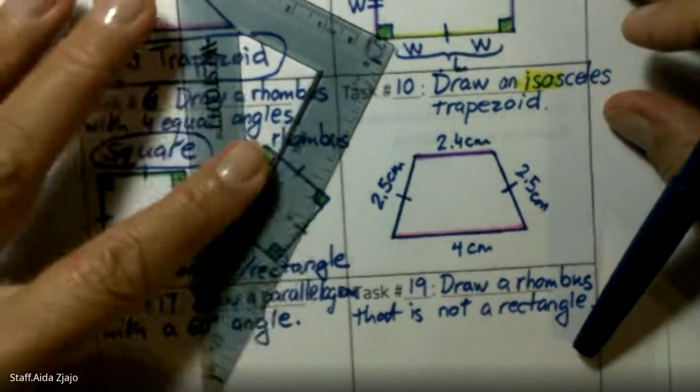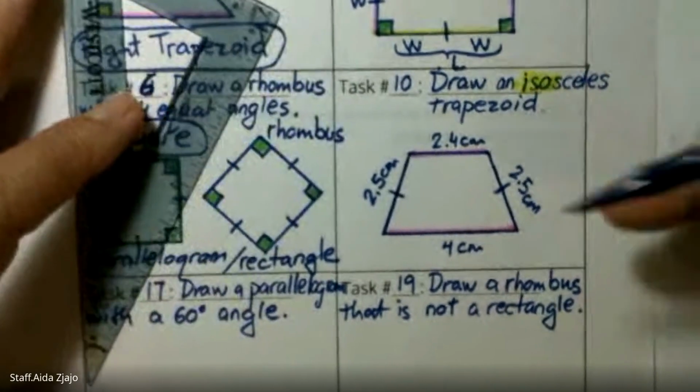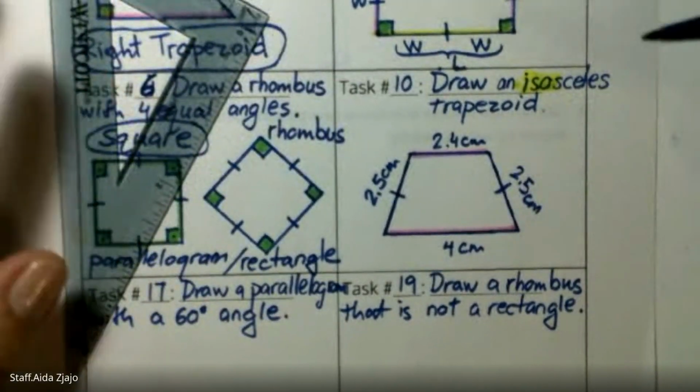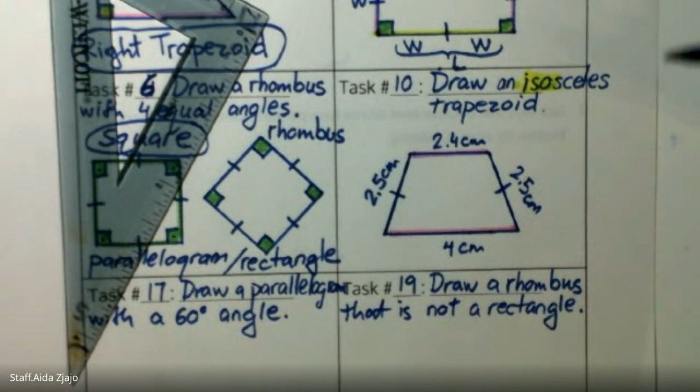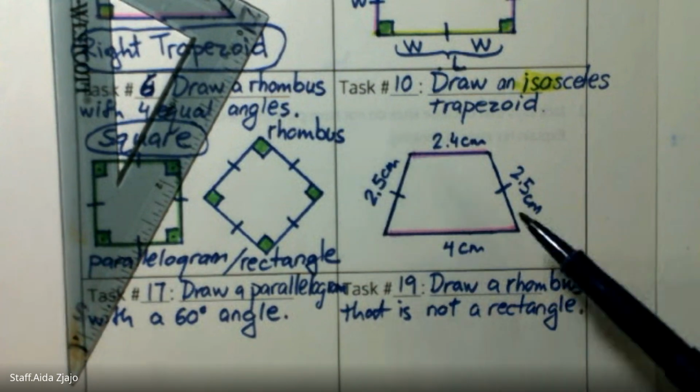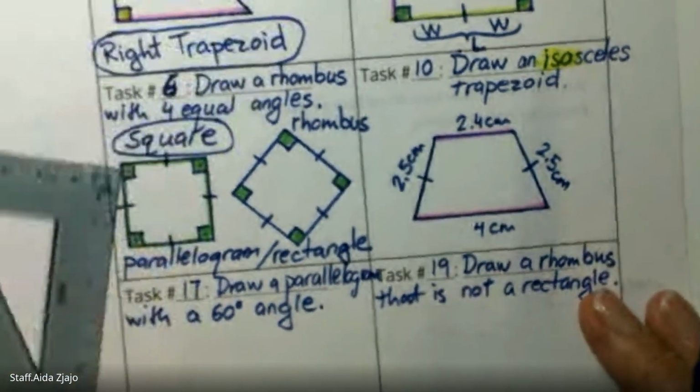So we say if they have at least one pair of parallel sides, they could also be called, like, square and rhombuses. That's because they have at least one pair of parallel sides.